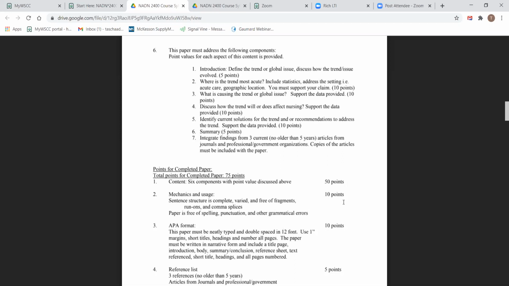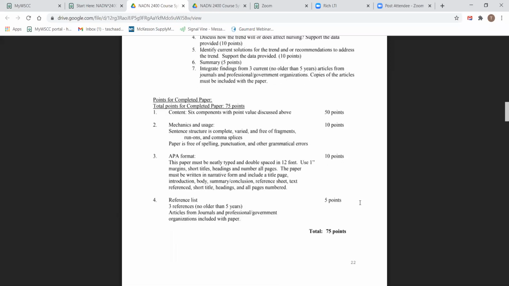We integrate the findings using 3 current articles, journals, or professional government organizations, no older than 5 years, and copies need to be included with the paper. Additional points: mechanics and usage is worth 10 points. APA format is 10 points and the reference list is 5 points. So all the details are there. Please read it carefully. It is 75 points.